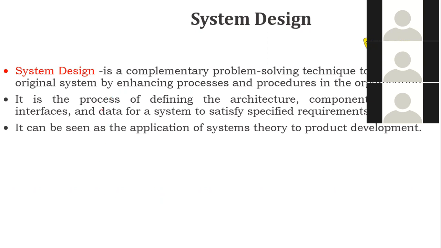So system design is basically a process of defining the architecture, components, modules, interfaces, and data for a system to satisfy certain requirements. So in that process of design, you're defining the architecture, the components, modules, interfaces.